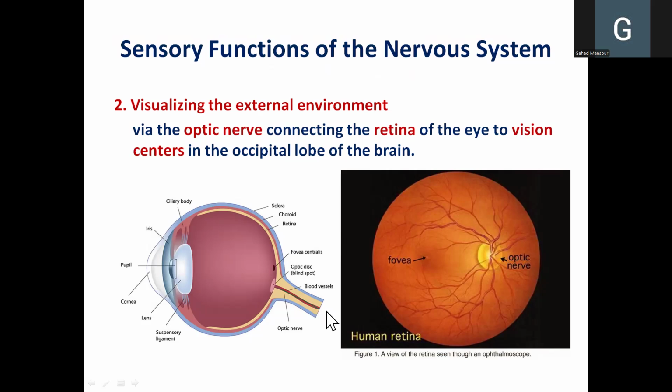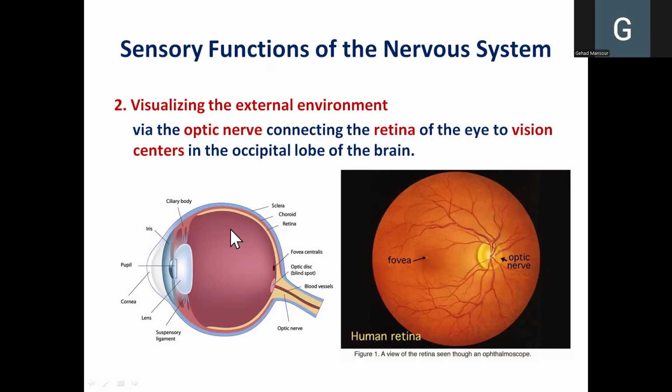And I'll be showing you the Word document, sharing it very soon, in order to tell you that the optic nerve starts at the retinal ganglion cells. So the optic nerve is nothing but the axons of the retinal ganglion cells.